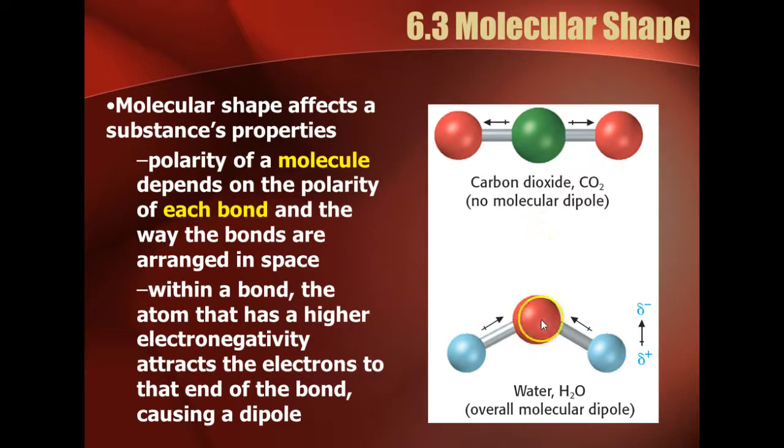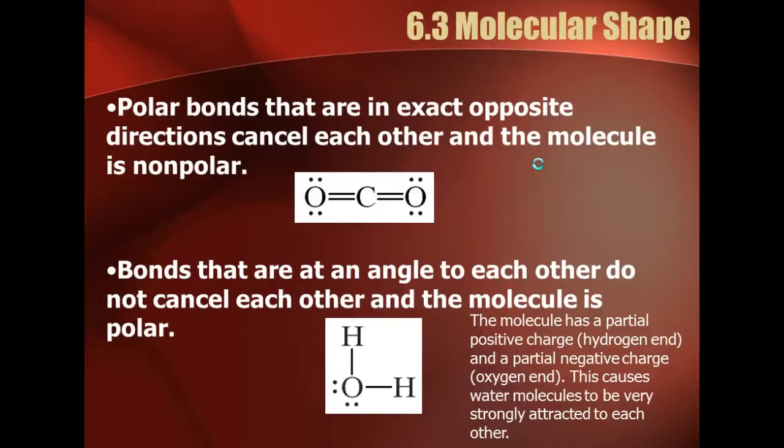We have a line of symmetry here, but there is not a line of symmetry in this direction. If I have only one line of symmetry, the molecule cannot be nonpolar. Remember up here we had a line of symmetry going across as well as going down. Two lines of symmetry usually typifies the fact that it is a nonpolar molecule. Polar bonds that are in exact opposite directions cancel each other, and the molecule is nonpolar. So that's what we were talking about. Exactly, again, a line of symmetry here and a line of symmetry here means that it is nonpolar.